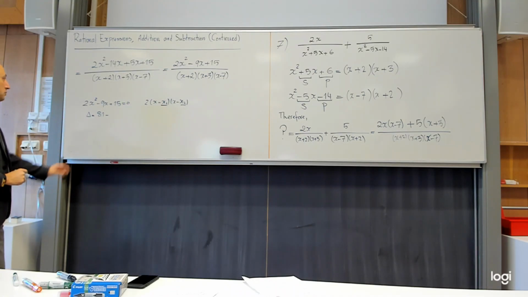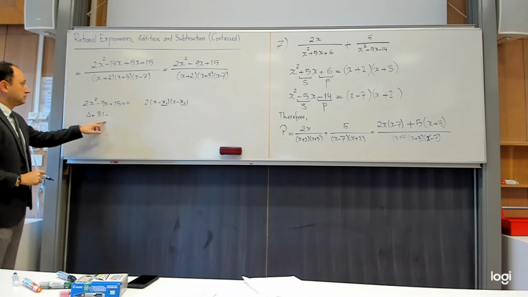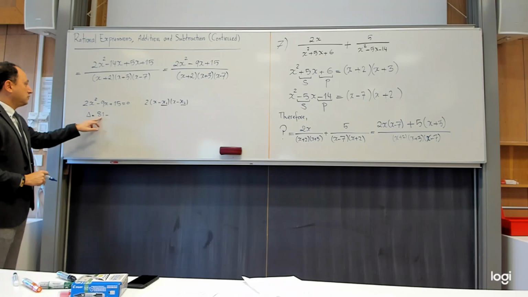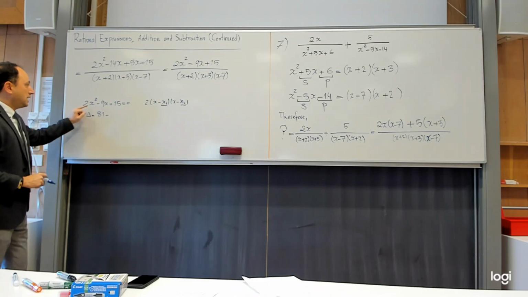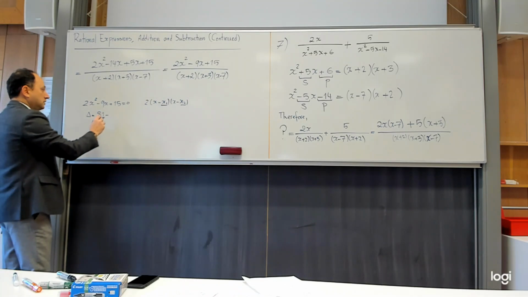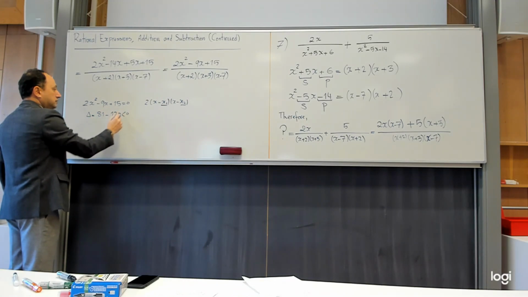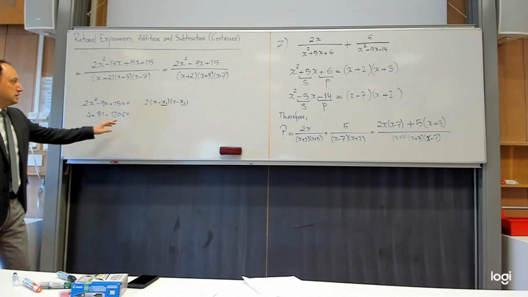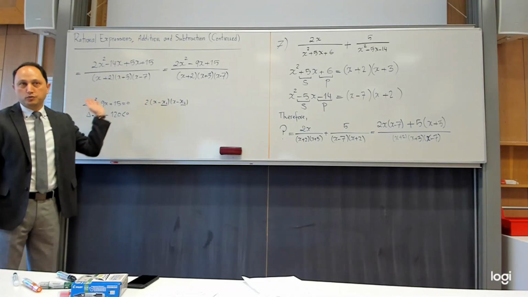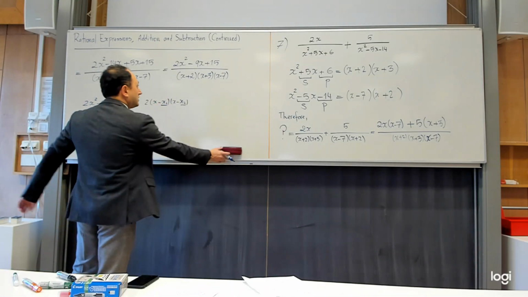But I see that this doesn't work. Why? Because delta is negative. Because this 9 to the power 2 is 81, 4 times 2 is 8, and 8 times 15 is 120, and it's negative. When delta is negative, it means that I do not have roots, so it means it's not factorizable. So that's the end of the problem.